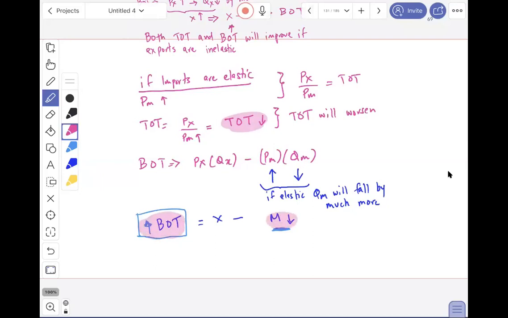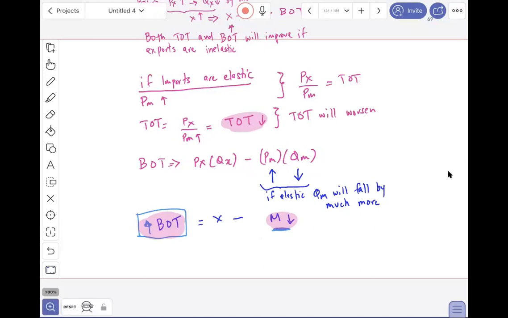You guys get that? So that's why we got to be a little careful, because what is happening here is that because your imports were elastic, this negative number becomes, rather than let's say minus 20, minus 5. So you are basically looking at the x minus m expression becoming bigger. Make sense? So if imports are elastic and imports become expensive, one thing we need to talk about is that the terms of trade has nothing to do with quantity. Terms of trade is only a ratio of prices. But balance of trade, because it has to do with price times quantity, elasticity matters.